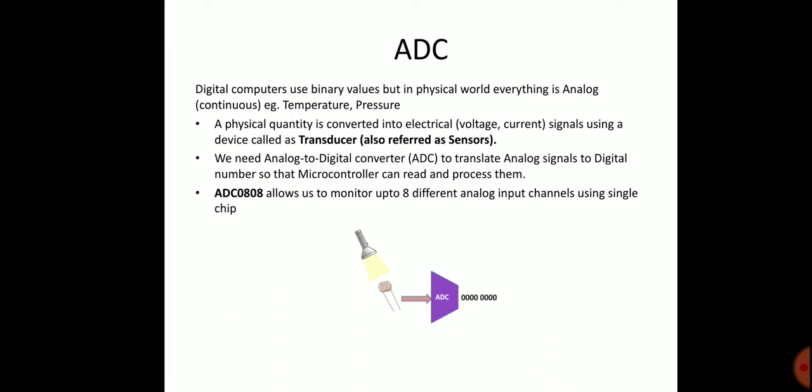The ADC 0808 allows you to monitor up to 8 different analog input channels using a single chip. A simple example is a light dependent resistor, which catches light and converts it to electrical voltage or current. This electrical voltage or current is converted by the ADC for the digital computer system into a digital signal. Digital signals are based upon binary values of 0 and 1 conditions.